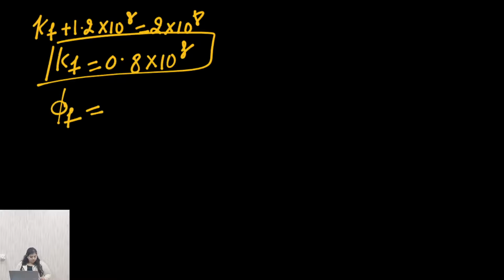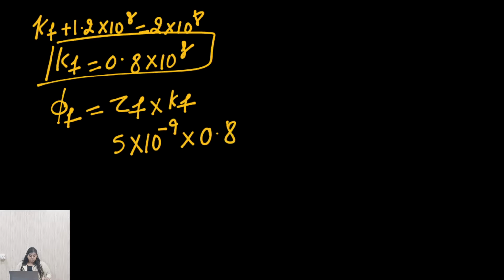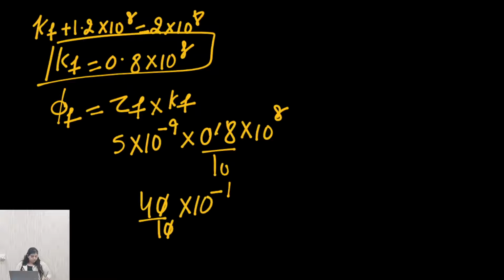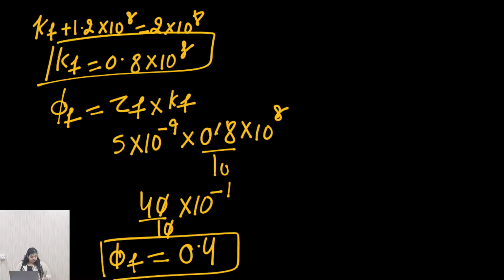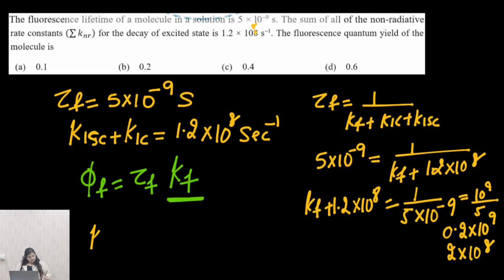Right? Now the quantum yield for the fluorescence is tau f into kf. The tau f value is 5 into 10 raised to the power of minus 9. The kf value we have is 0.8 into 10 raised to the power of 8. So it becomes, taking this decimal downwards, 5 times 8 is 40 upon 10. This will become 4 into 10 raised to the power of minus 1, which is equal to 0.4. So the quantum yield for the fluorescence is 0.4. That means the correct answer is option C in this case. Okay.